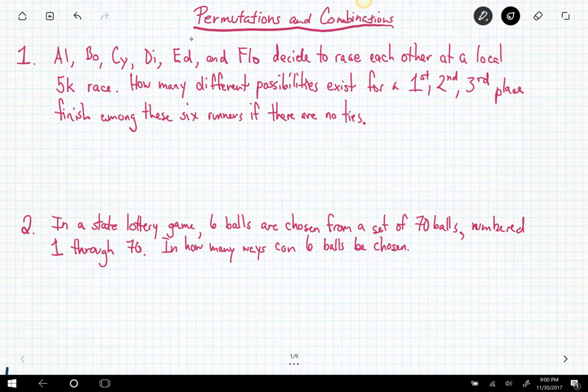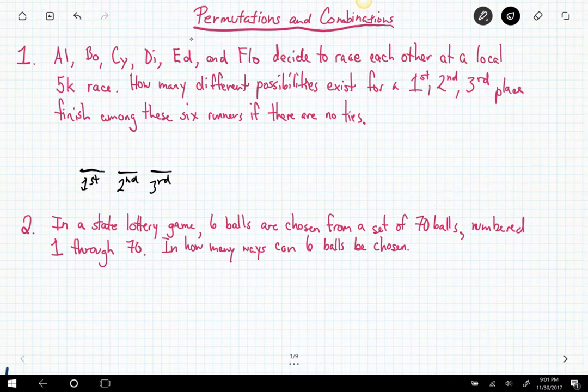So we have Al, Bo, Cy, Di, Ed, and Flo, who decide to race each other at a local 5K race. How many different possibilities exist for a first, second, third place finish among these 6 runners if there are no ties? So when you look at this, essentially you have 3 positions that we're only caring about: a first position, a second position, and a third position. Okay? And let's think about how many different possibilities we would have for that first position.